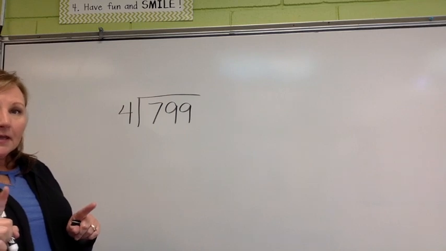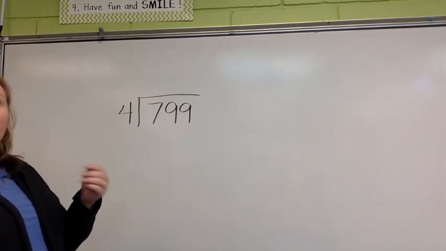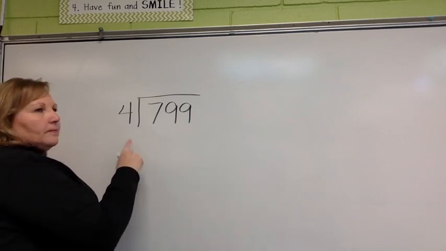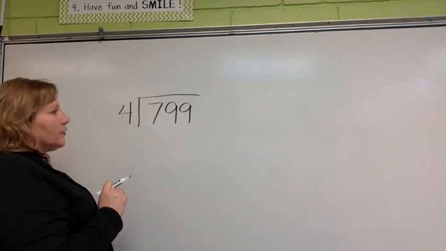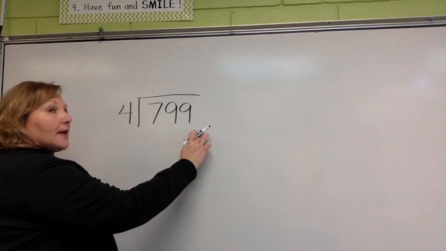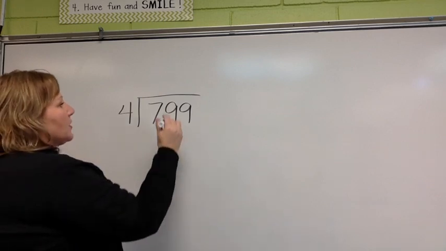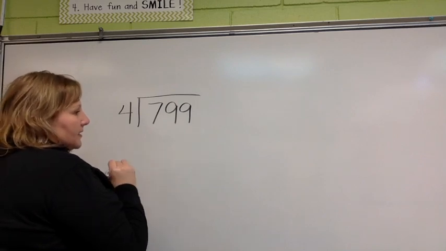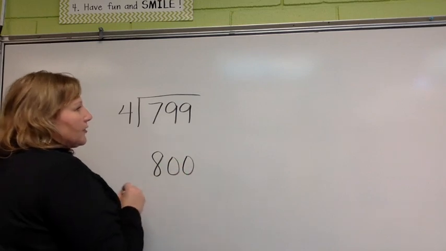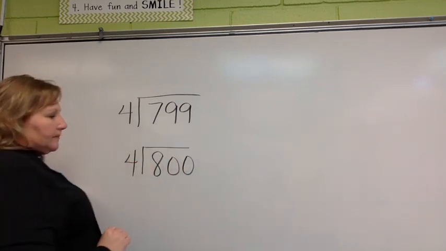Okay, so stop and think. How can we make both of these numbers so that they're easy to divide by each other? Well, first of all, let's just take the 4. The 4, we're just going to leave it for right now, because I want to see what my number is right here, to see if it's easy to divide by 4. So I'm going to write my new math sentence under here. Watch this. I'm going to round 799 up to 800 and still divide it by 4.